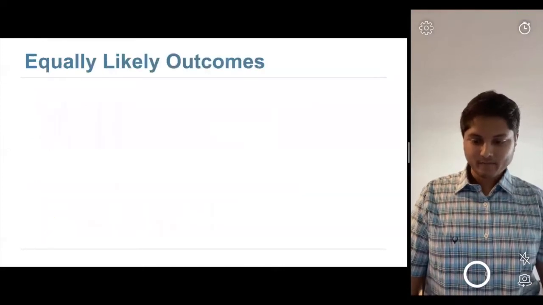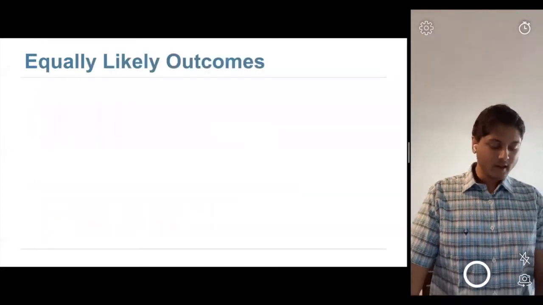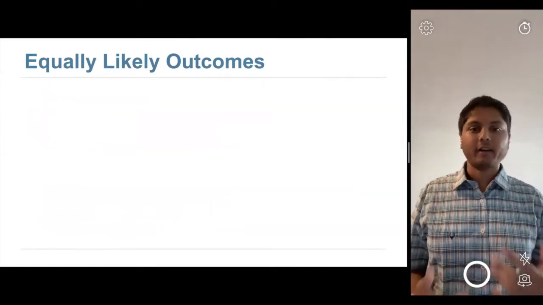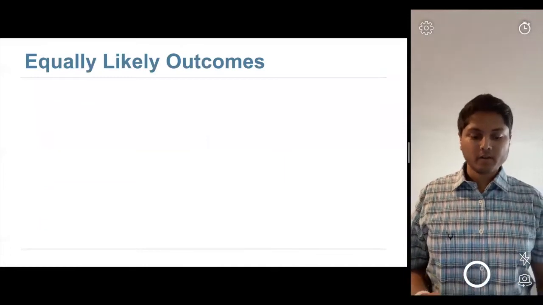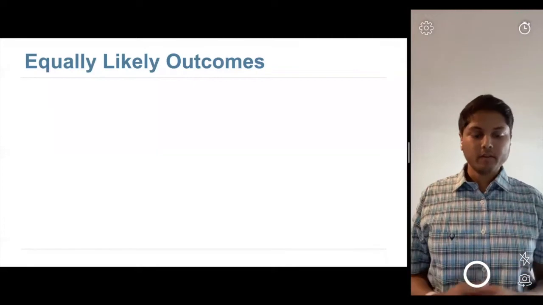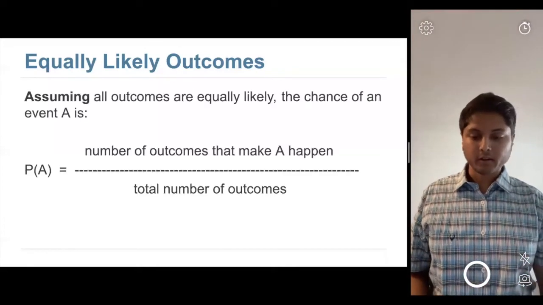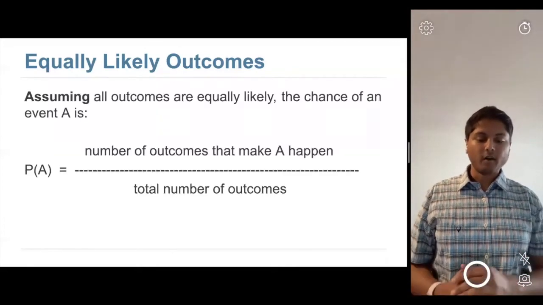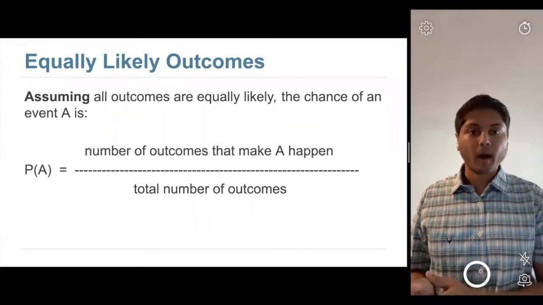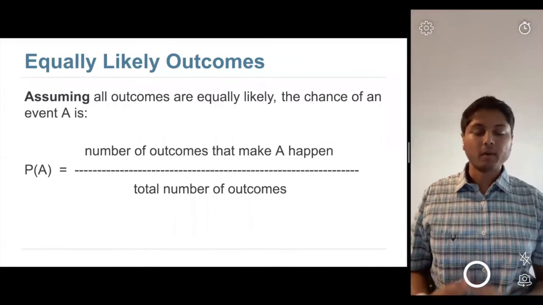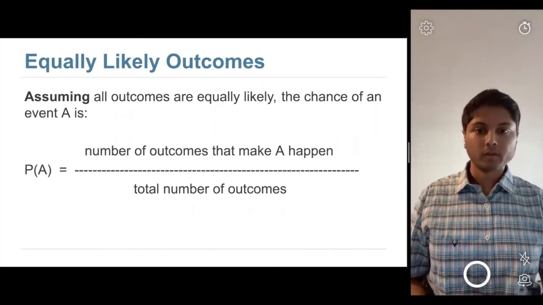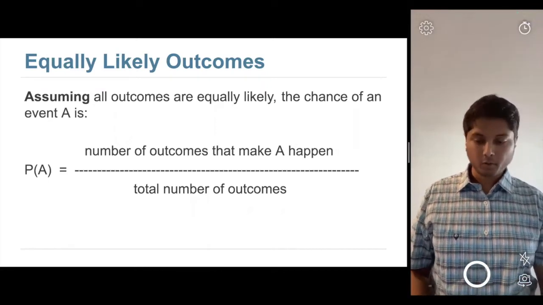All right. So those are some ways to calculate probabilities. And then, how do you actually calculate the chance of some event happening? If you know there's a bunch of different outcomes and they're all equally likely, it makes it a little bit easier to calculate. So if you have, let's say, 5 different outcomes and you want to know the chance of one of them happening, you just count up the number of outcomes that make A happen and then divide by the total number of outcomes. We'll see some examples of this right now.